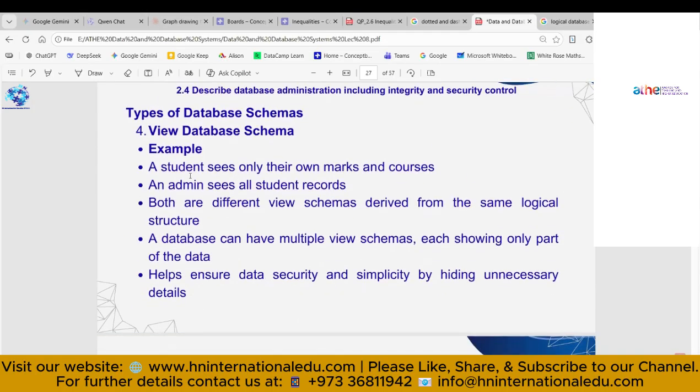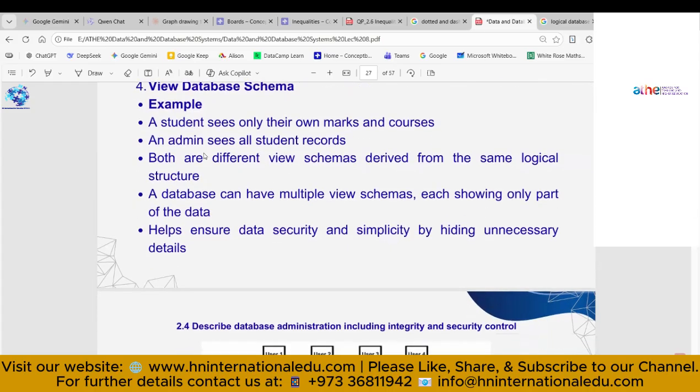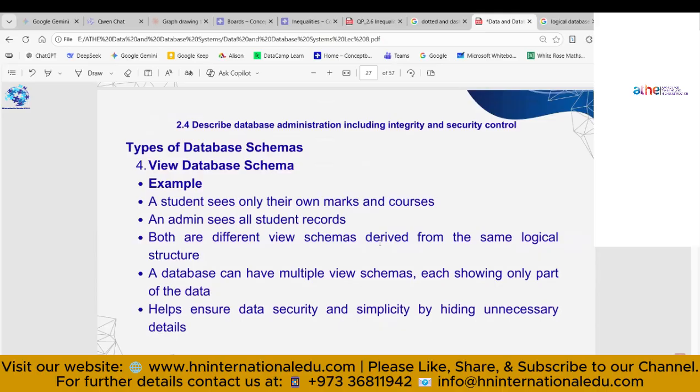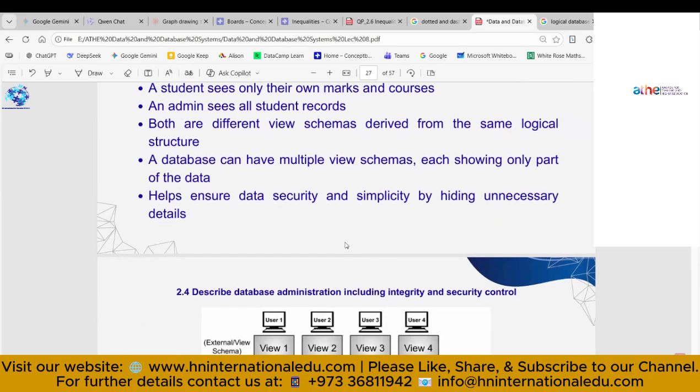For example, a student sees only their own marks and courses, right? And the admin sees all student records. Both are different view schemas for different users. You will not give the student access to everything, right? You will only give the student access to their own marks and courses. Then again, the admin, because he is the administrator, is going to have access to everything. So a database can have multiple view schemas, each showing only part of the data, and it depends on how many users there are and what their function is.